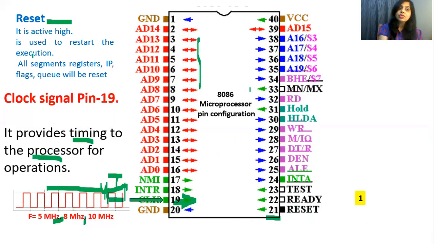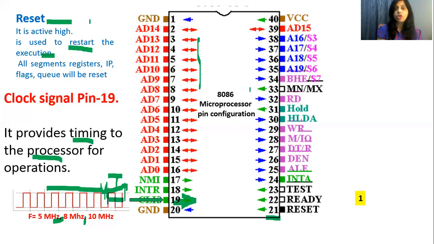It is used to restart the execution. This reset pin is used to restart execution. What is the meaning of this? Suppose we want to execute two programs, program A and program B. Suppose we have already executed program A and now we want to execute program B. So before execution of program B, we need to reset the microprocessor.